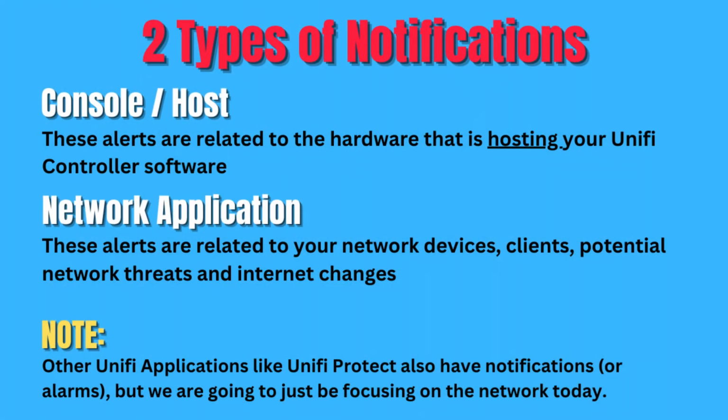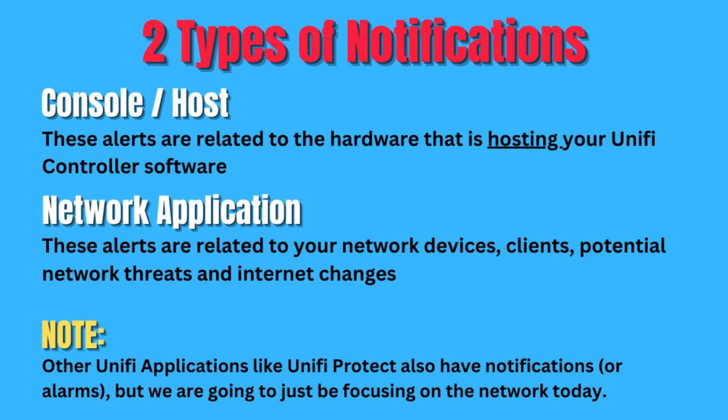Now, like I just mentioned, there are basically two different types of network notifications that we're going to be looking at in today's video. The first one is the console/host. You'll see it called the control plane here in just a second. Now, these alerts are related to the actual physical hardware that is hosting your Unifi controller software. And depending on which hardware you have running in your house will determine what you can turn on or off, and I'll show you exactly what I mean by that here pretty soon.